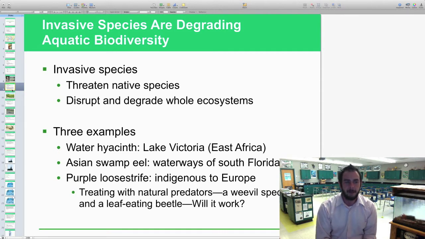Purple loosestrife. I don't have any pictures of it in my PowerPoint, but it's very pretty. Take a look at it, look it up, and if you show me a picture of it on your phone, I'll give you a bonus stamp. The first person to do that gets a bonus stamp tomorrow.